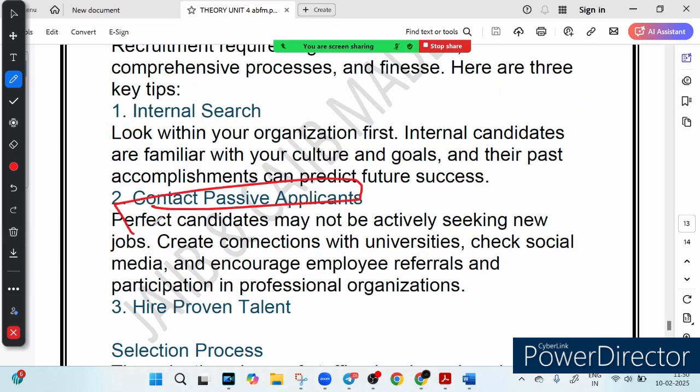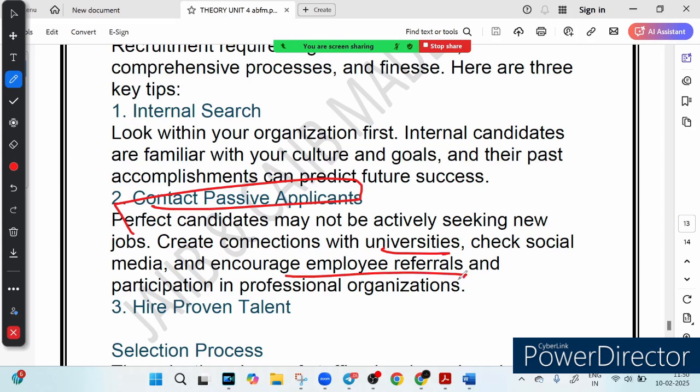Not everyone is scrolling job portals daily. Some perfect candidates are not even looking for a job. How do you find them? Build relationships with universities, network on platforms like LinkedIn, and encourage employee referral. So you can connect with universities, check social media like LinkedIn, and encourage employee referral. That is what we can do.